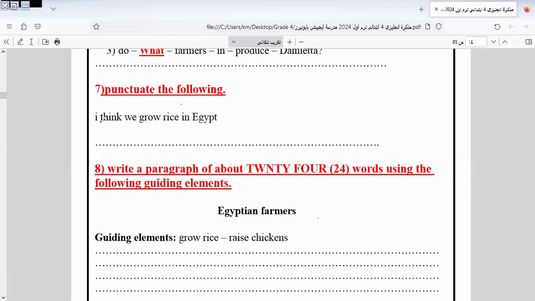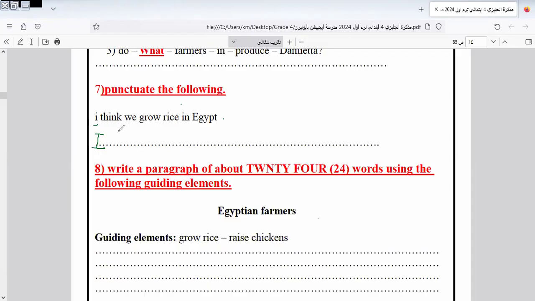This is called punctuation. So as we told you in the punctuate, what can I do? I underline the wrong letter that I corrected. Here it will be: I think we grow rice in Egypt, and I put a full stop at the end of the sentence.